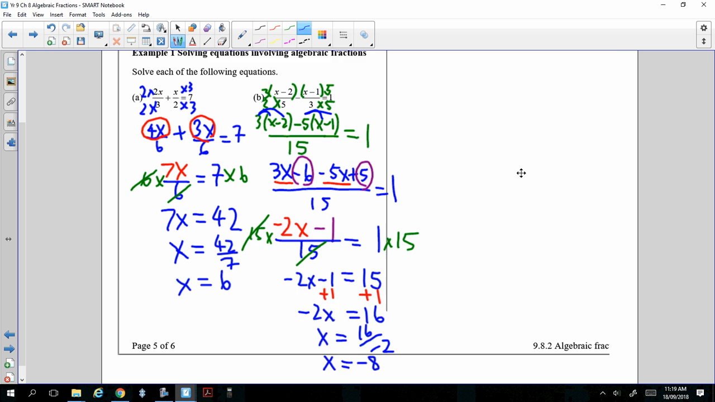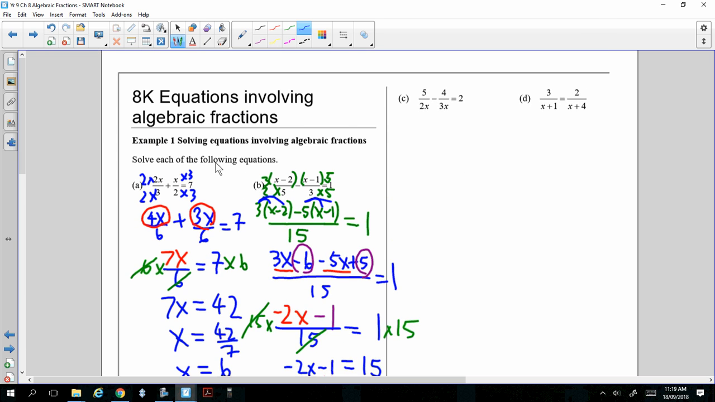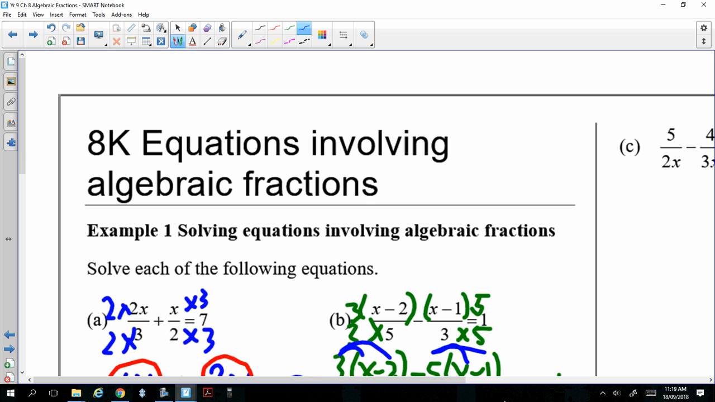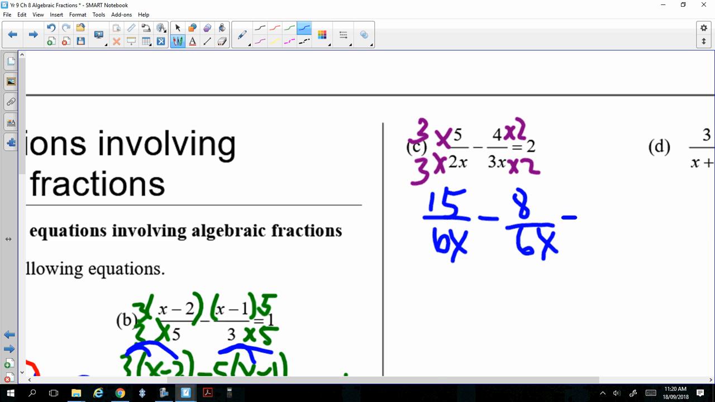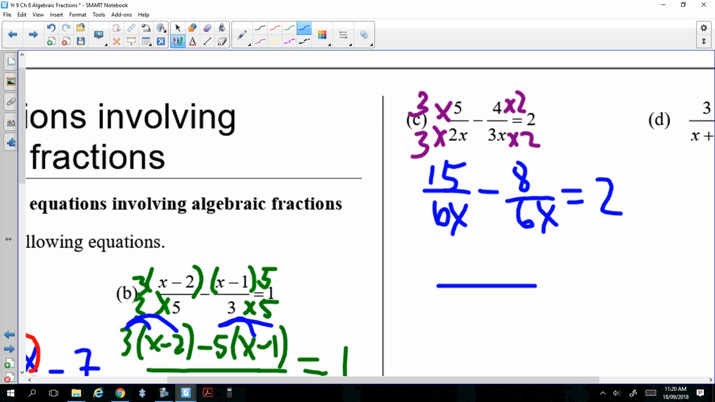Next question: how do I make them the same denominator? They have an x there. So what you do is just ignore the x. You only have to multiply by the 3, times by 2. Next, 15 over 6x minus 8 over 6x. Notice that they have the same denominator. Once they have the same denominator, you subtract the numerators. 15 minus 8 is 7, over 6x equal to 2.